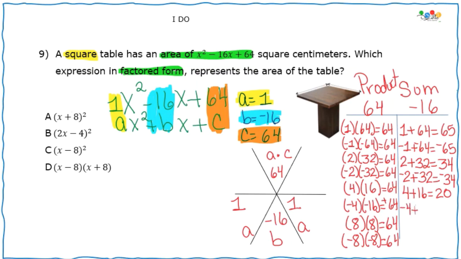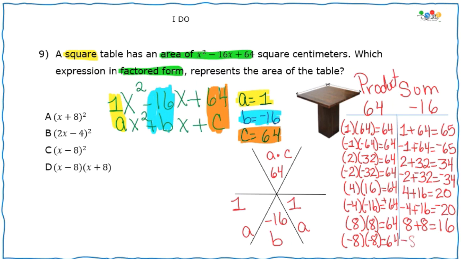Let's add up my negative numbers now. And I get a negative 20. So I'm not there yet, right? What about the next one? 8 plus 8. What do I get? Positive 16. And please don't tell me, Miss, that's the answer. That's not the answer. I don't want a positive 16. I want a negative 16.